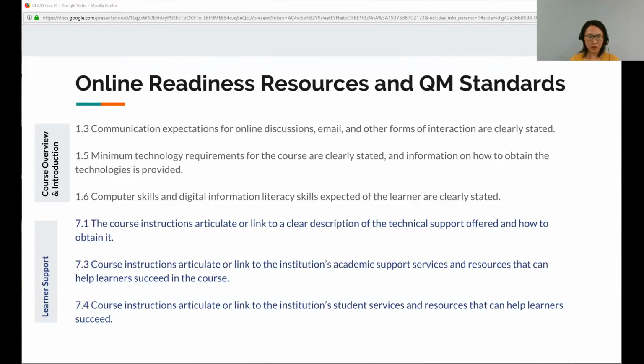And it also addresses most of the specific standards for learner support, which is that the course instructions should be clear about how to get technical support. The instructions should be clear about where to get academic support, and just various other student services that are available to students by the college or the university.